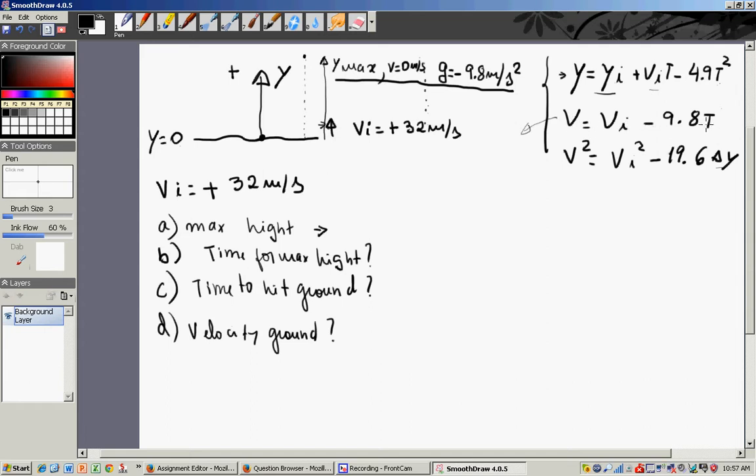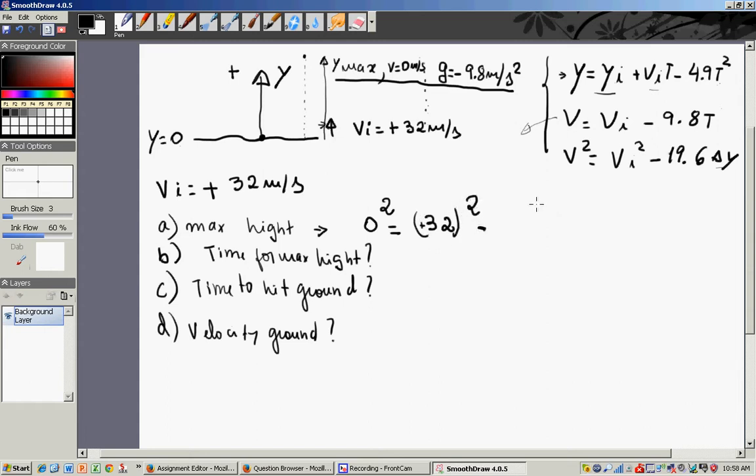So this equation here allows us to determine the time it takes the rock to reach maximum height. But it doesn't give me the maximum height. How about the third one? The third one is interesting because if I plug in the information at maximum height, look what I'm going to get. V final squared is 0. At maximum height, velocity is 0.